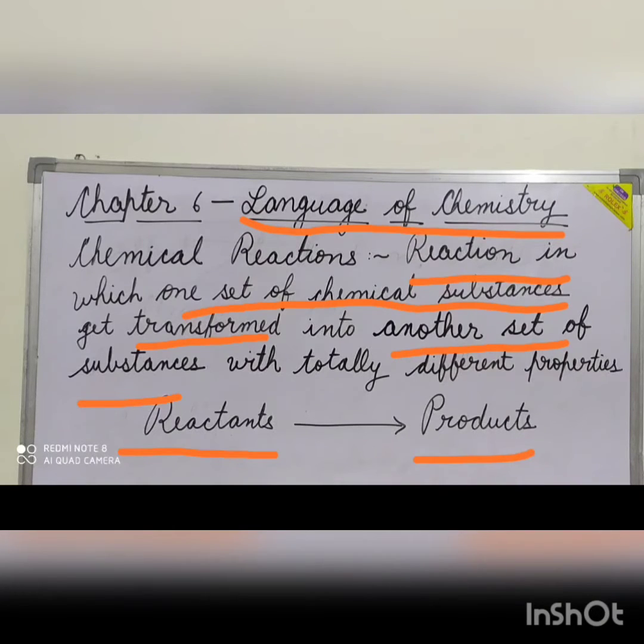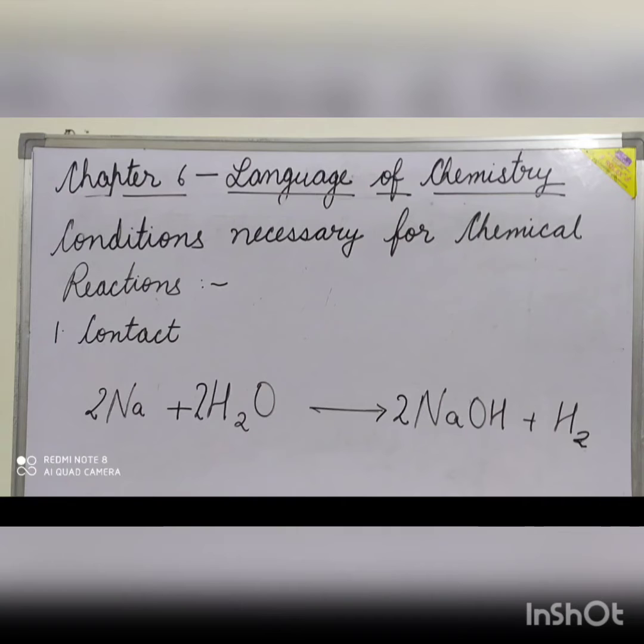For example, when two elements like hydrogen and oxygen combine, they form a new substance, water. The chemical reactions can be represented by word equations or chemical equations. What are the conditions necessary for the chemical reactions?